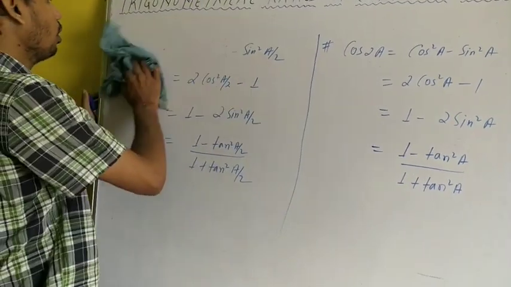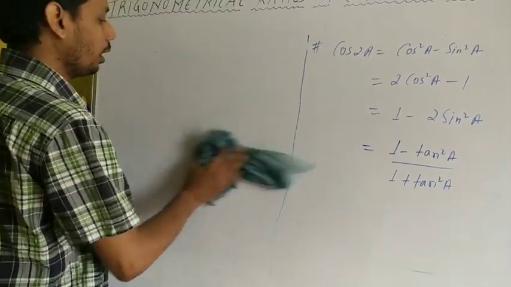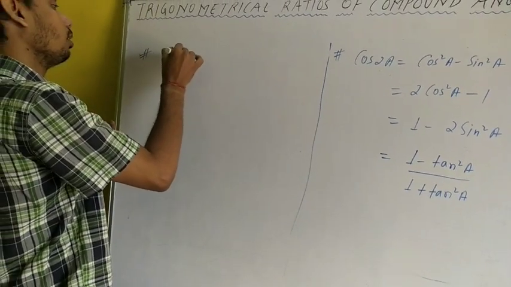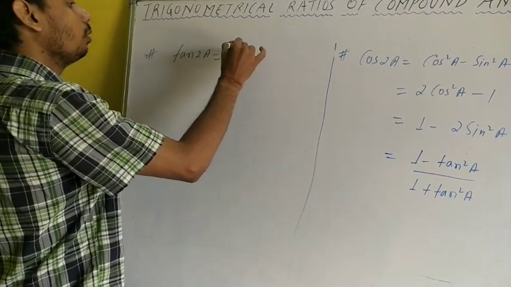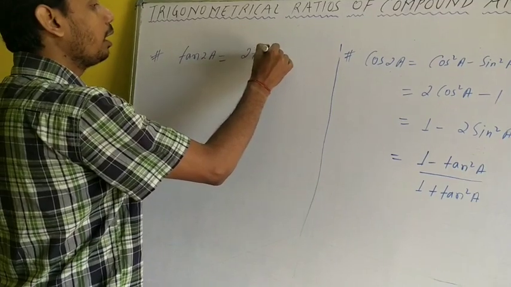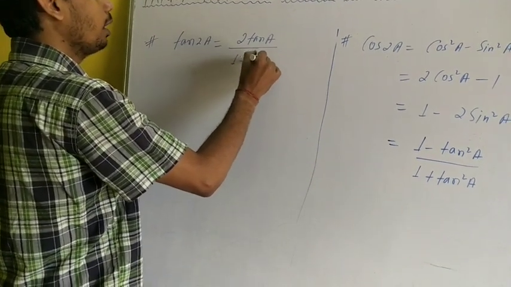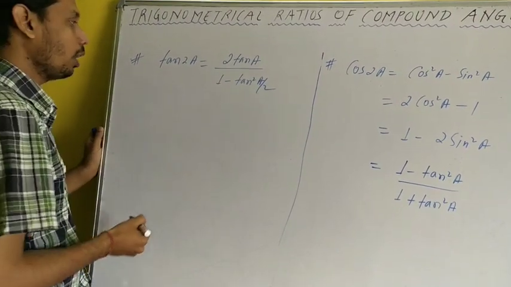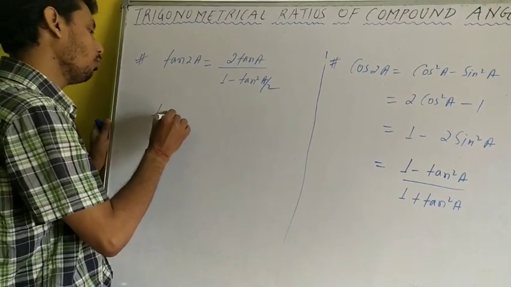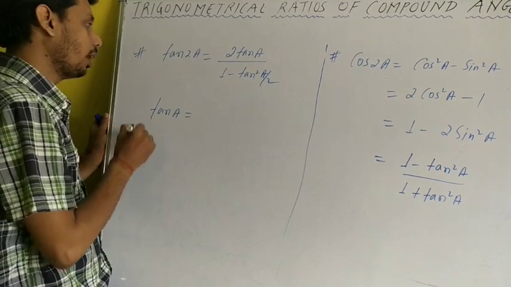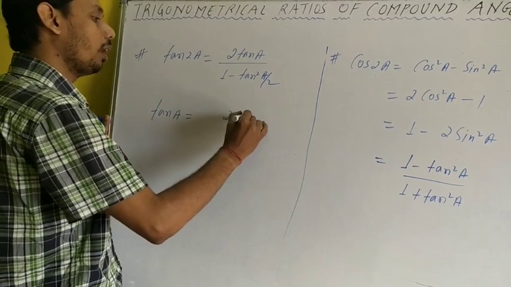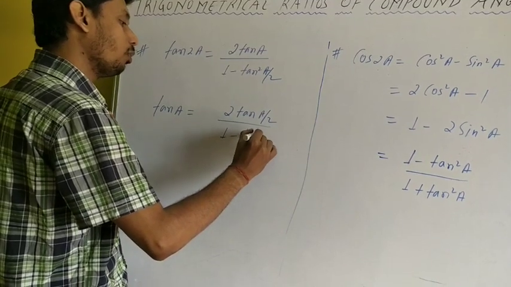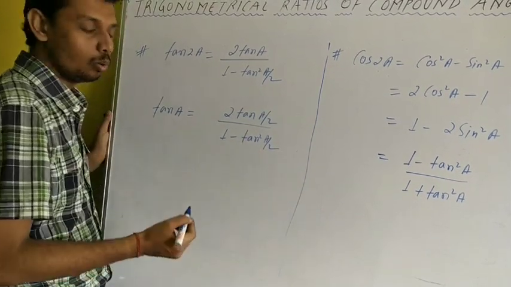Now the value of tan 2a. Tan 2a is equal to 2 tan a upon 1 minus tan square a. At the same time, if we have to determine the value of tan a, we will write 2 tan a by 2 upon 1 minus tan square a by 2.